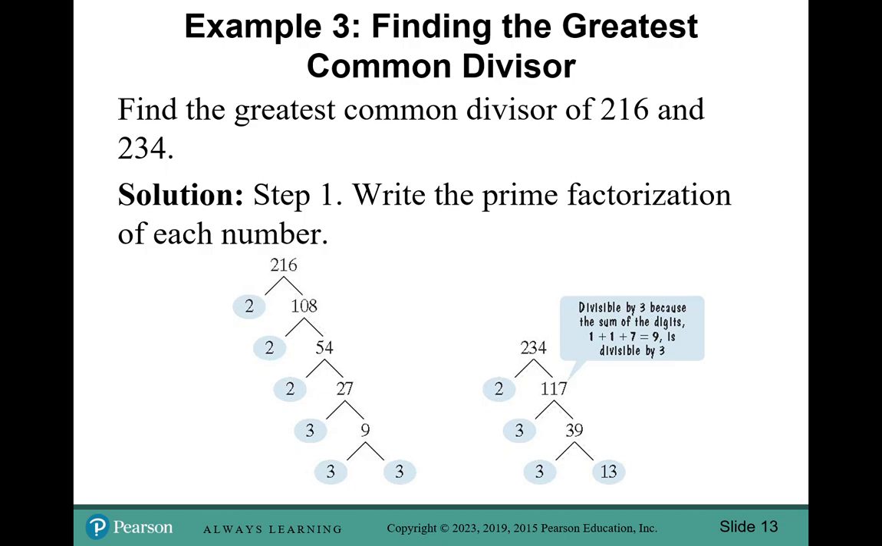So, finding the greatest common divisor of 216 and 234. What we need to first do is write the prime factorization of each number. So, we need to break down 216 and break down 234. Here, we've broken down 216 by first dividing by 2.